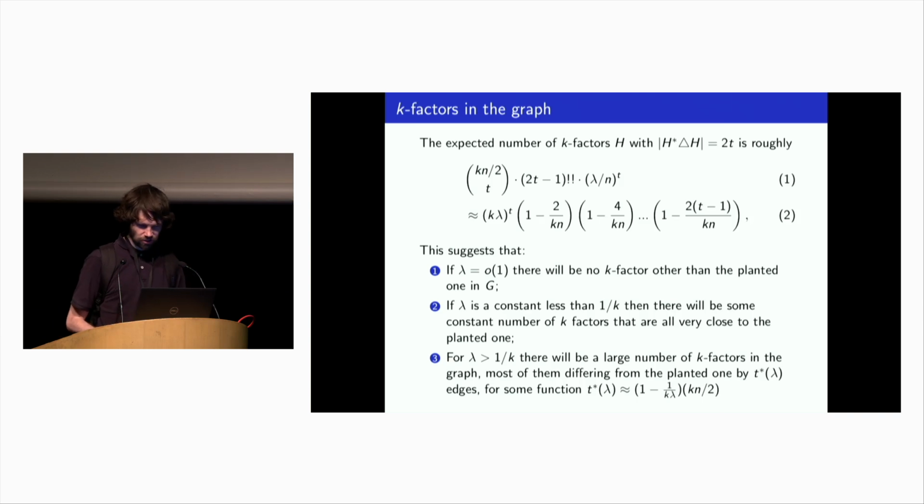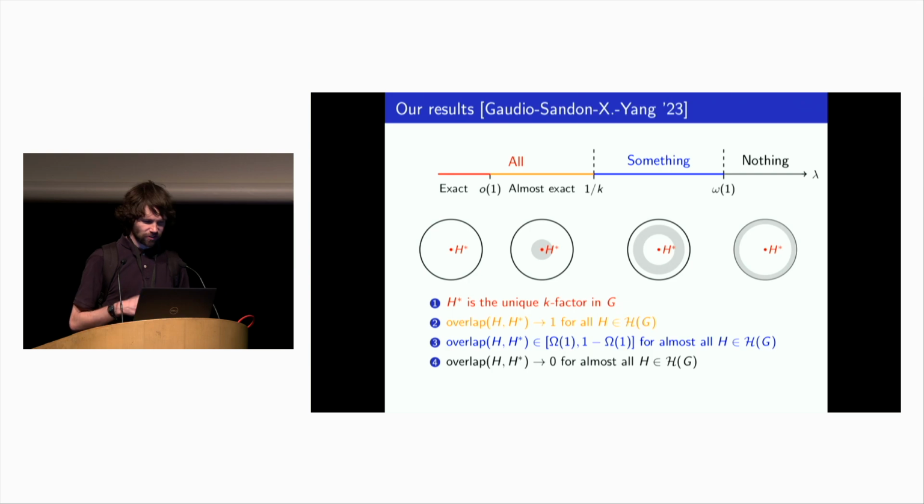And that is in fact what we get. i.e. for lambda equals little o of 1, the planted k-factor is the only one. For a constant lambda that's less than 1 over k, we can almost completely recover the planted one. For larger constant values of lambda, we can get something which is somewhat correlated with the planted one, but it will get a constant fraction of the edges off. And if lambda is increasing asymptotically, then we basically can't get anything.